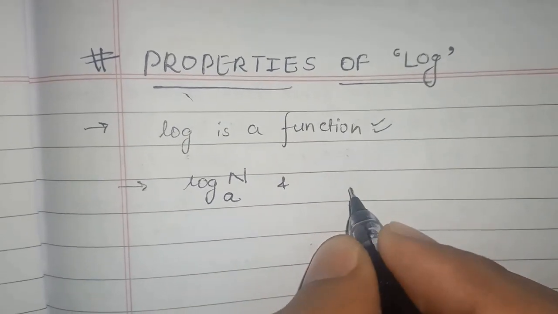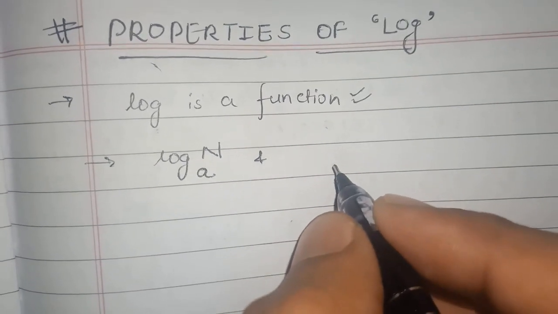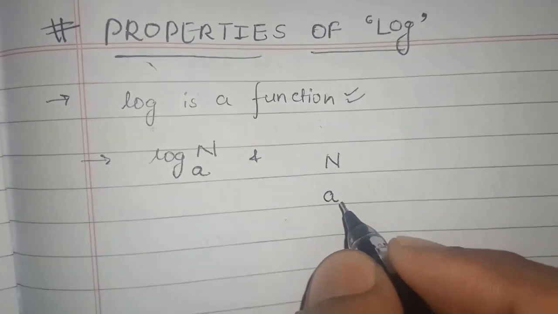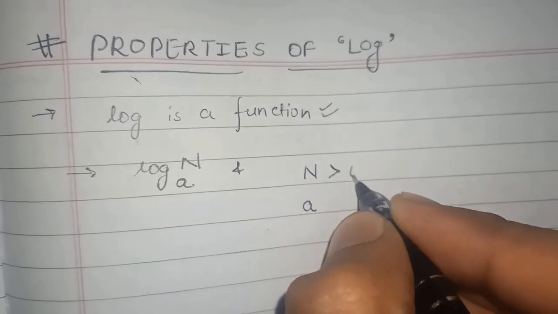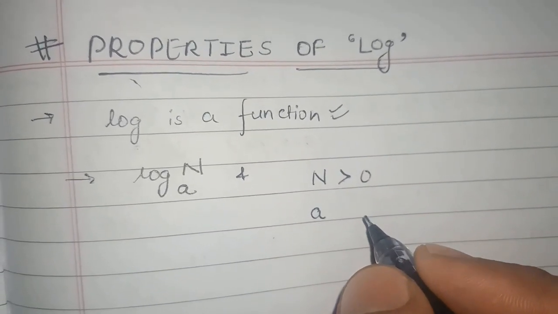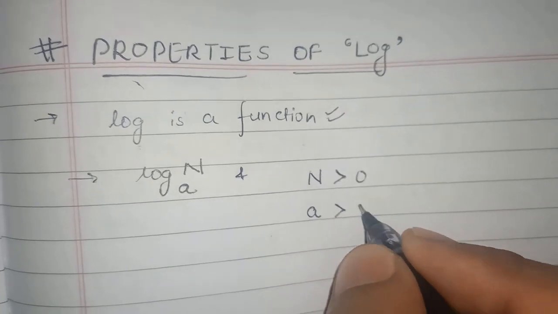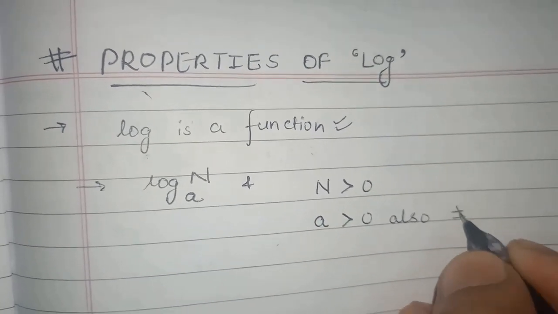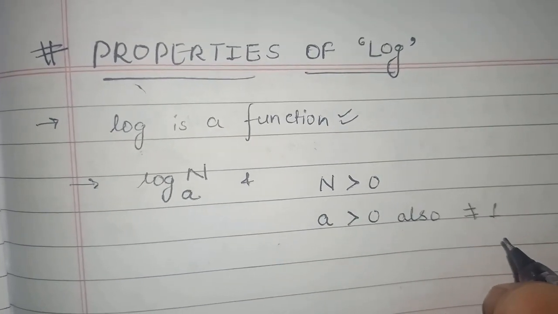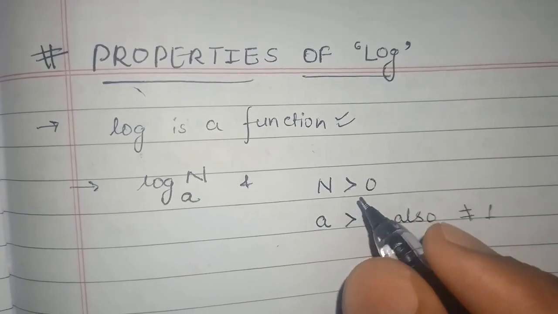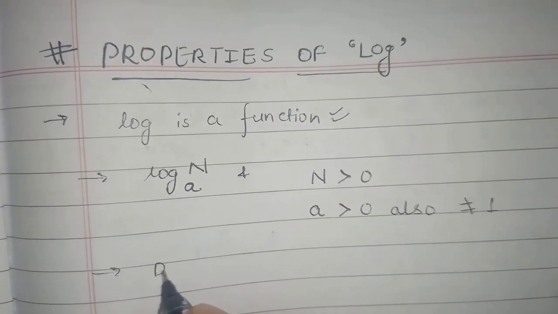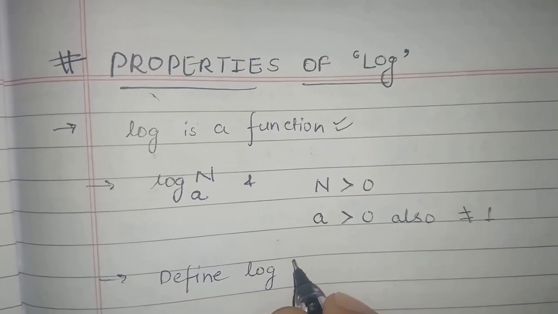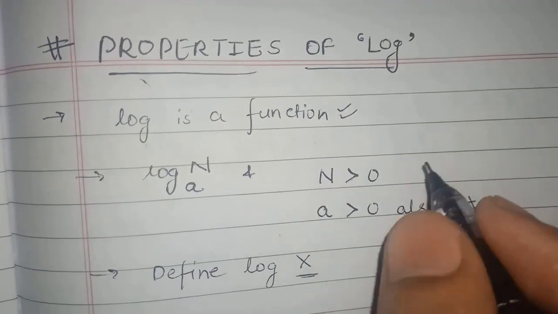There must be a domain for n and a. n must be greater than 0, and a must be greater than 0, also not equal to 1. If these conditions are not satisfied, then we can't define log.